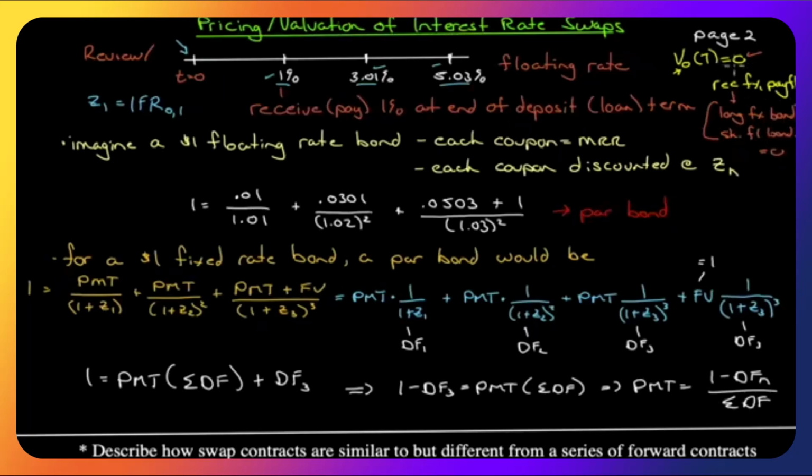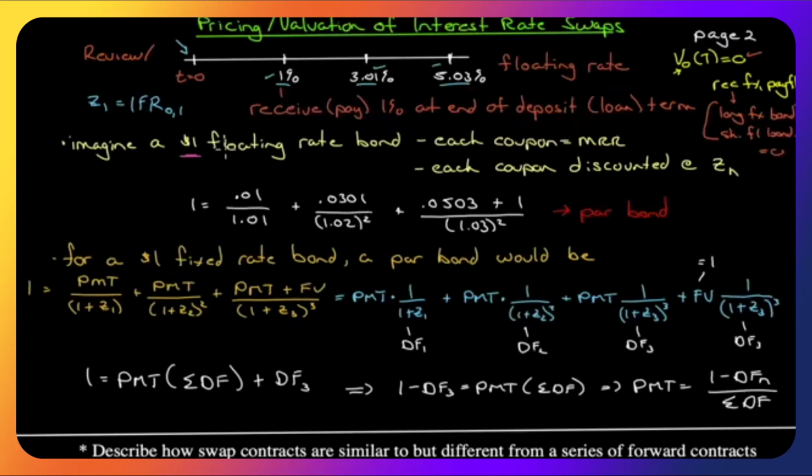So how do we get the value of the swap to equal 0? We find a fixed rate such that a long fixed bond with that rate would be equal to the price of a short floating rate bond. We're helped out by the fact that a floating rate bond at inception is a par bond. Let me show you why.